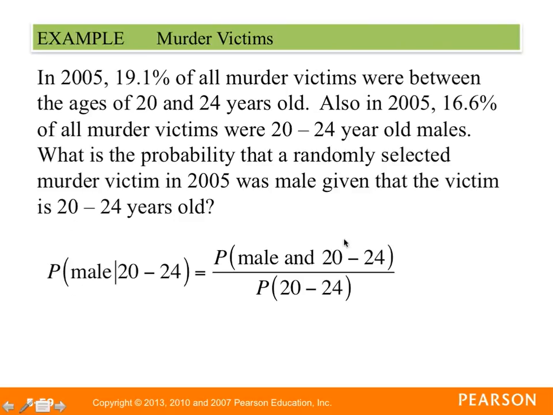So if we look at this, what we're trying to find is the probability that the person is male, given that they're 20 to 24. So I want you to use this formula here. We take the probability that they're male and 20 to 24, and we divide it by the probability that it's just someone who's 20 to 24. So I want you to take a minute, plug in the numbers that we have for those, and see what you get. So I'm going to give you about 30 seconds to go ahead and do that.